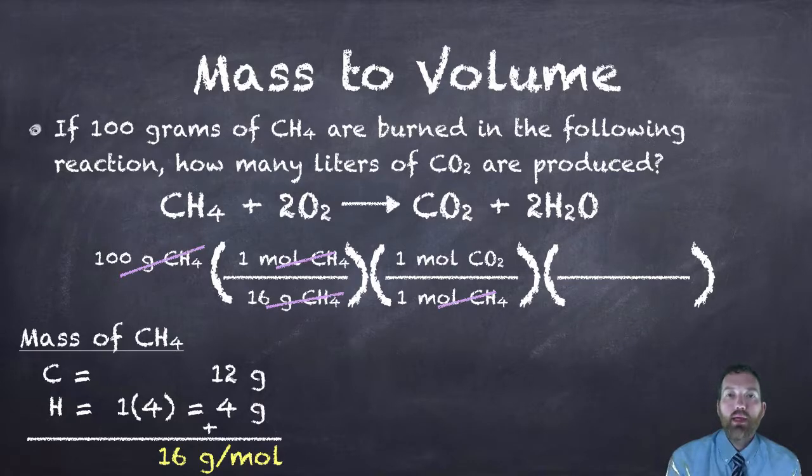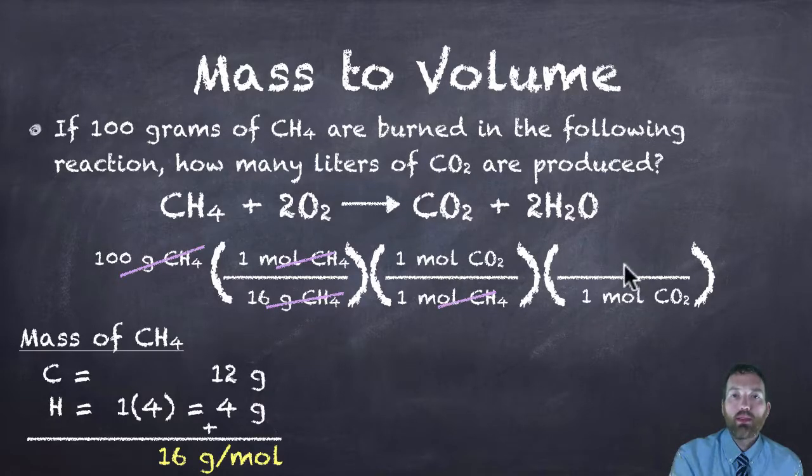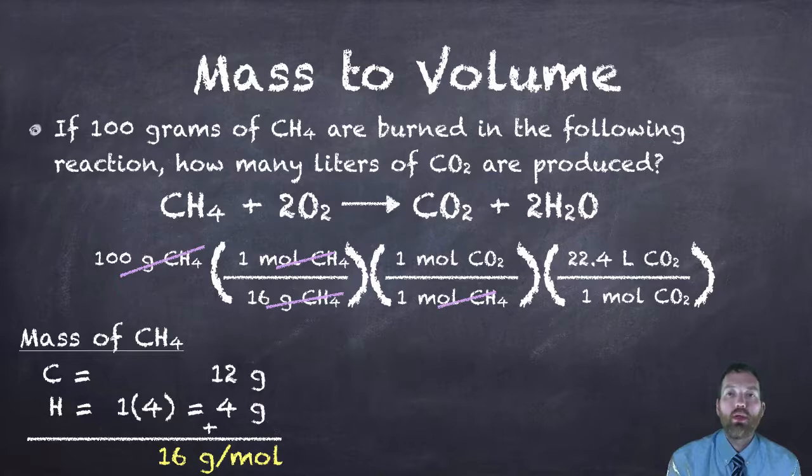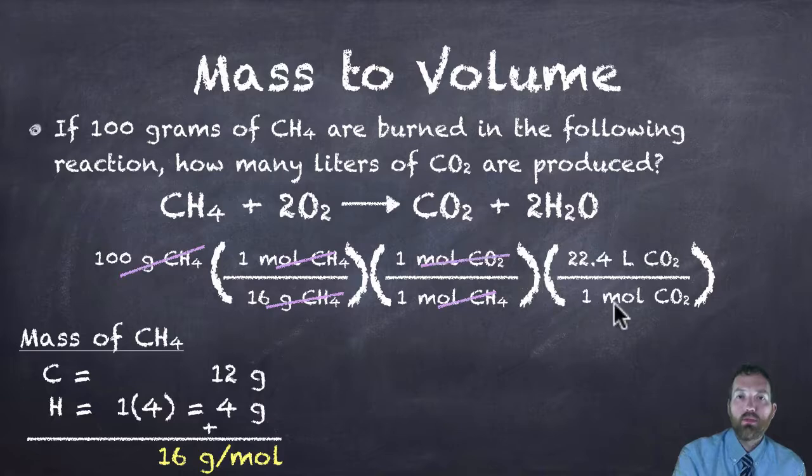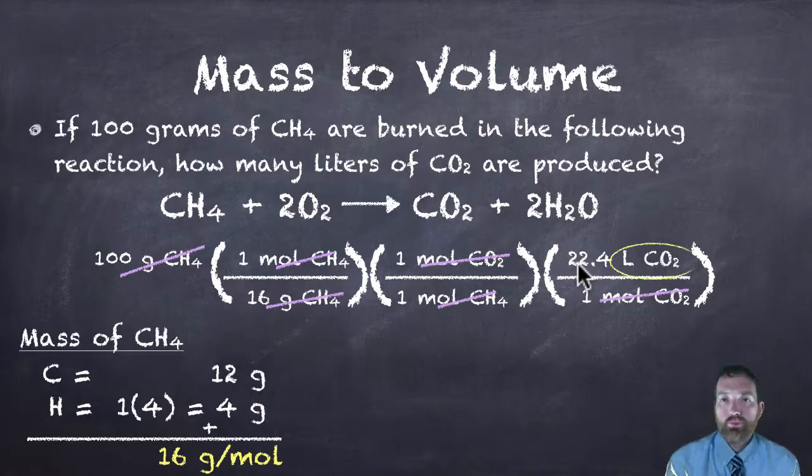And then our last bracket is to convert to the desired unit. They're asking for liters of CO2. So I want moles to cancel off, and I want to turn this into liters of CO2. And 1 mole of CO2 at STP, I have 22.4 liters of CO2. Now I'm left with liters of CO2, so that means it's time to punch it into my calculator. These units, of course, will cross off. 100 divided by 16 times 22.4 will give me 140 liters of CO2.